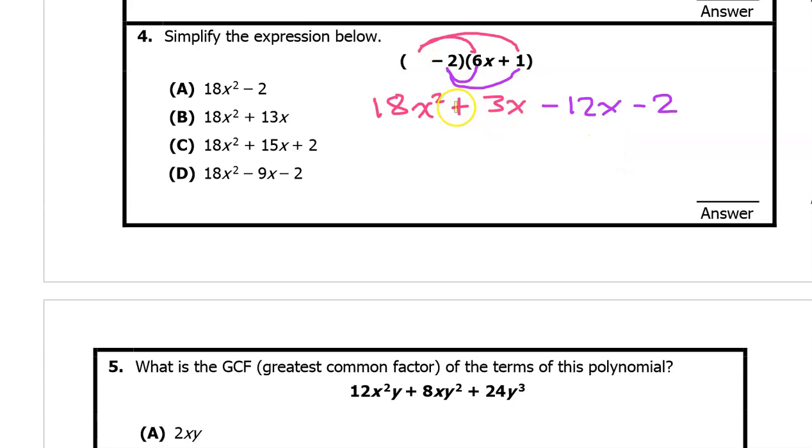You can see right away that we have some like terms right here. So we will go ahead and put those together. So we will end up with 18x squared, positive 3x, and negative 12x. Together, that's negative 9x. And then we bring down the negative 2. So this is the answer, and so the answer is D.